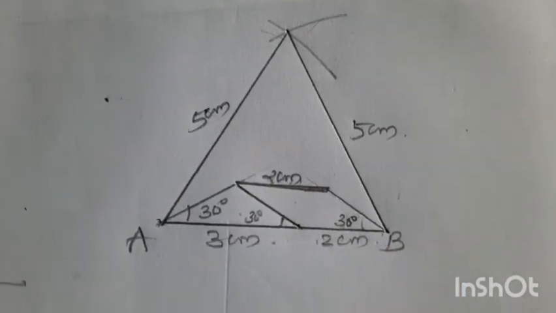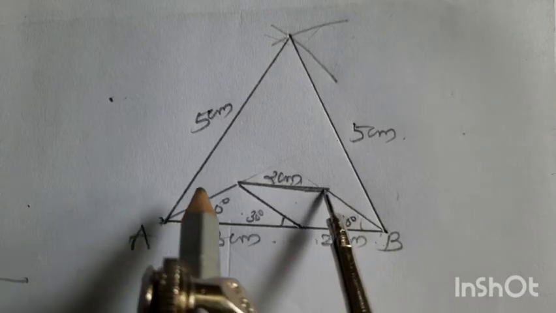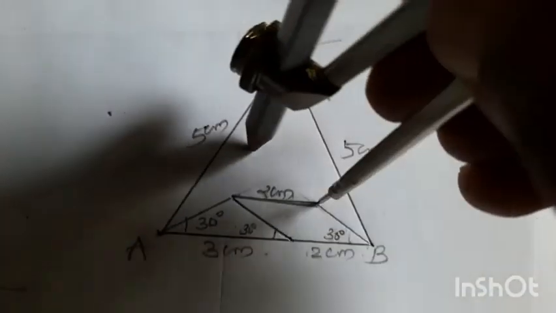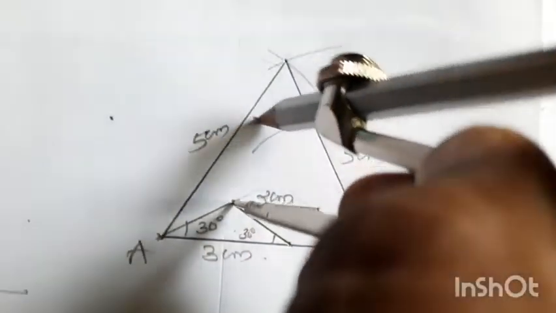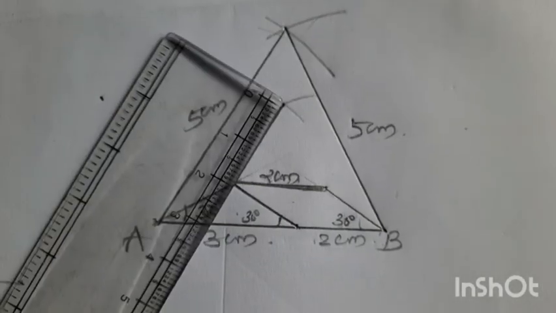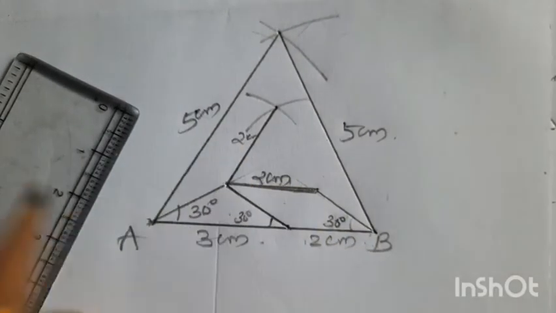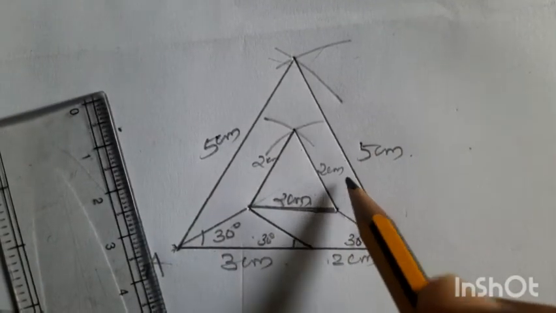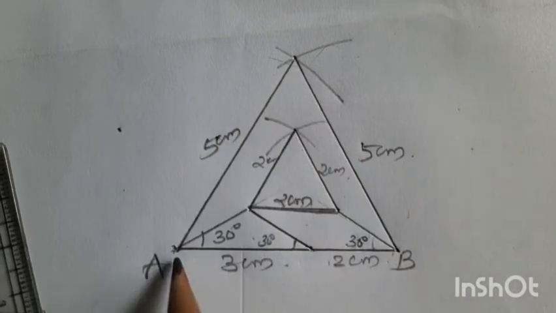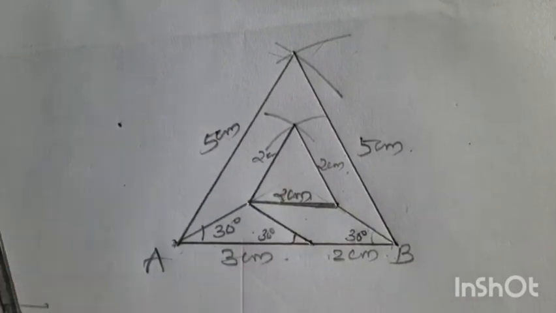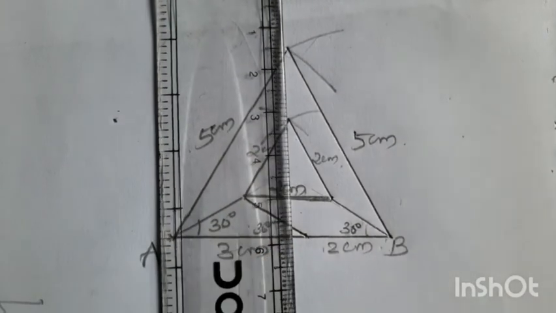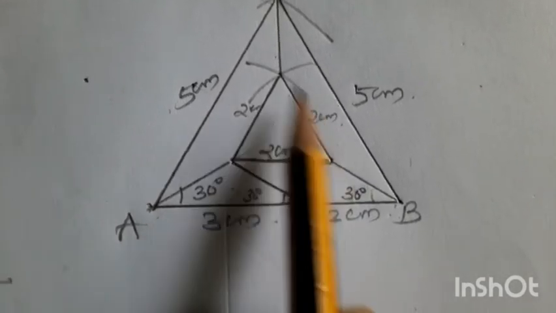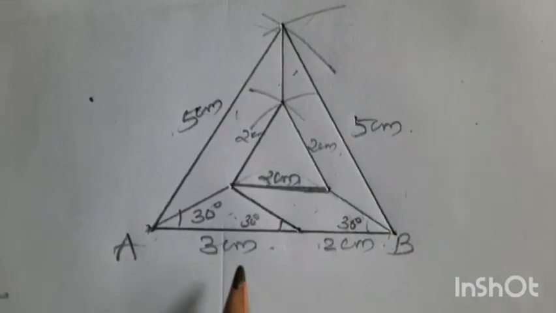Next take 2 centimeter from a compass. Then draw a smaller equilateral triangle with the sides 2 centimeter. So we got the outer equilateral triangle and a smaller equilateral triangle. Then you have to join this. So we got 3 equal isosceles trapeziums.